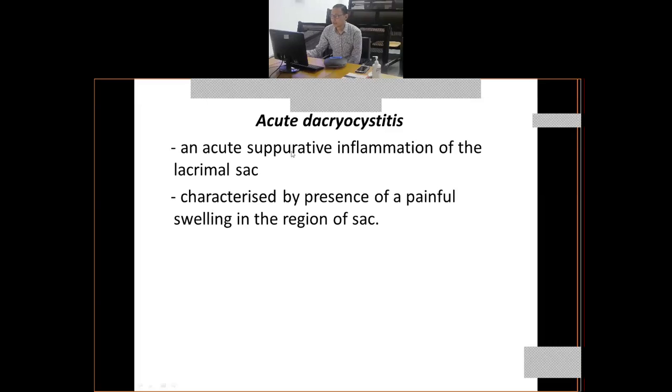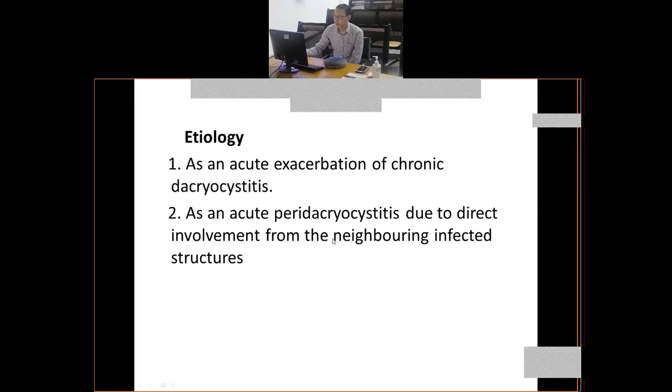Now we'll come to acute dacryocystitis. It is an acute suppurative inflammation of the lacrimal sac. It is characterized by the presence of painful swelling in the lacrimal sac area. Etiology: it occurs as an acute exacerbation of chronic dacryocystitis or as an acute peridacryocystitis due to the involvement of the surrounding structures.